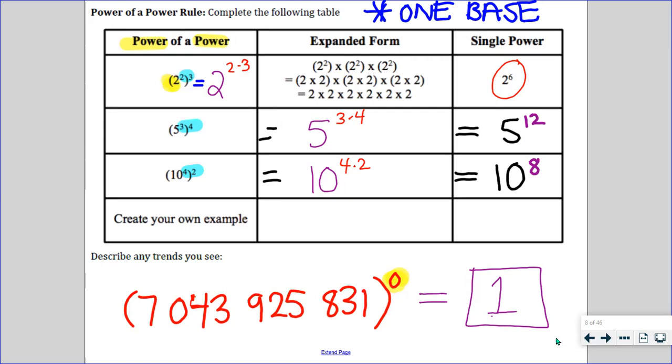Please ensure in your notes for power of a power, you're writing down that it has one base, often confused with the product rule, which has 2 separate bases. So just make sure you're writing that clearly, and making sure that you're writing that when there's an exponent of 0, your answer will always be 1.